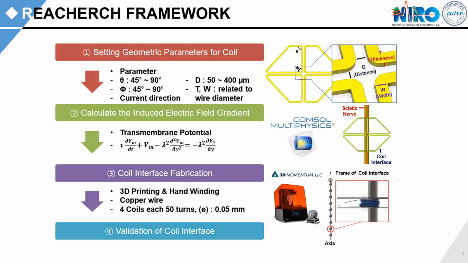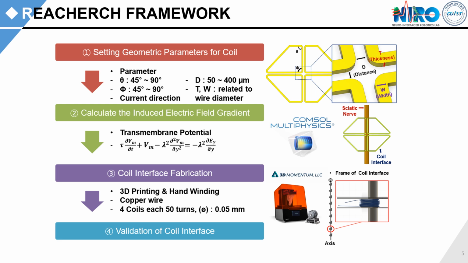Our research is organized into 4 key stages to develop the core interface. The first stage involves defining the geometric parameters necessary for the core interface design. As shown in the figure, we select the parameters such as the angle, phi, theta, and the distance between the coils. In the second stage, we conducted a theoretical analysis of the membrane voltage, which is a critical parameter for nerve stimulation. The membrane voltage in peripheral nerves under magnetic stimulation can be derived using the following equation. The key parameter here is the gradient of the induced electric field, which plays a crucial role in effective nerve stimulation.